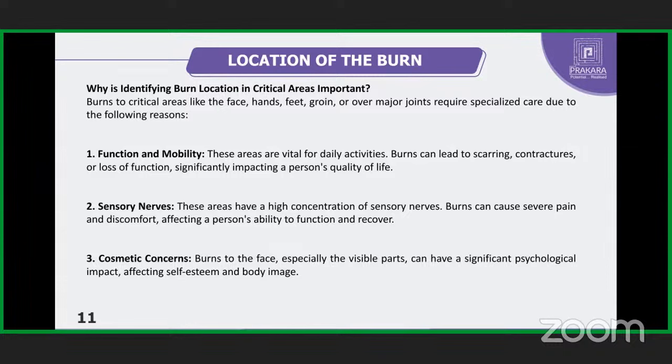Suppose, for example, the knee joint is involved, and this will lead to immobility. There will be formation of contracture. Then it is difficult for the patient to walk. So whenever a joint is involved in the burns, you should be more critical. You should be more vigilant about these areas. Next, sensory nerves. These areas have a high concentration of sensory nerves. Face is a highly sensitive area because there are so many nerves on the face. So burns can cause severe pain and discomfort in these regions.